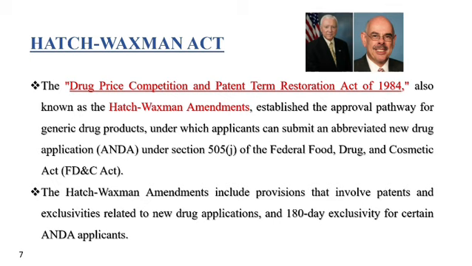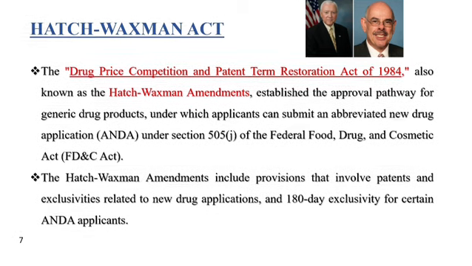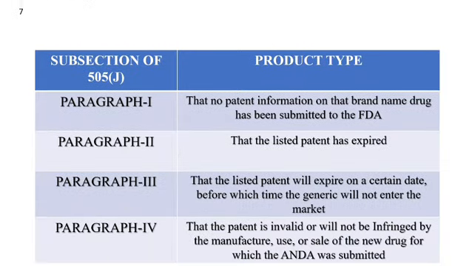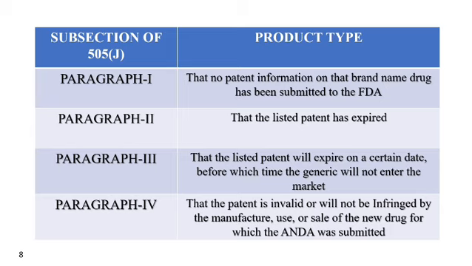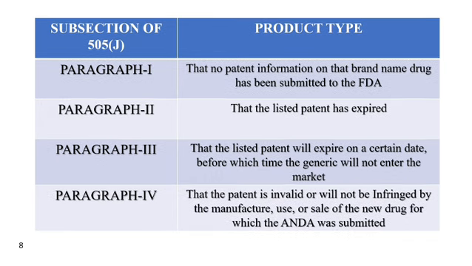It also includes patent rules and provides 180 days of exclusivity for some generic drug applicants. There are four types of patent certifications in ANDA. Paragraph 1 means no patent information exists. Paragraph 2 means the patent has expired. Paragraph 3 means the company will wait until patent expiry. Paragraph 4 means the patent is invalid or not infringed.